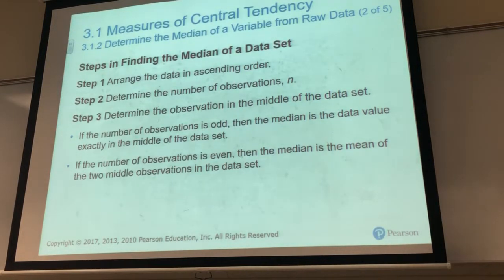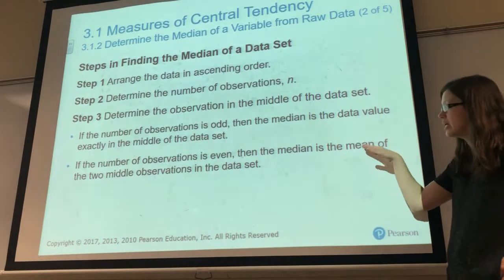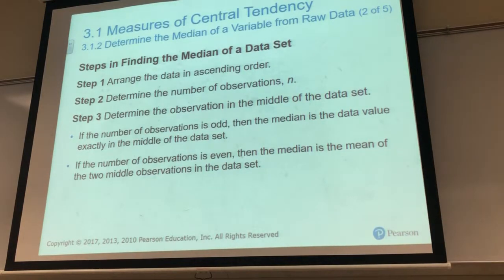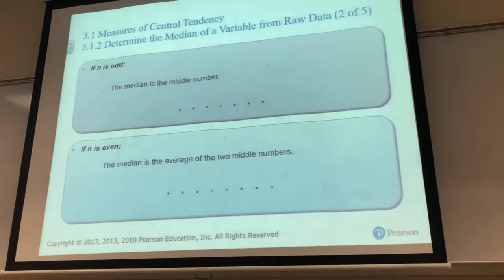So what you're going to have to do in that case is take the two numbers in the middle and average them together. So you're going to take the mean of those two numbers in the middle. So we'll do an example of both of those. We'll start with the odd one because it's a little bit easier.